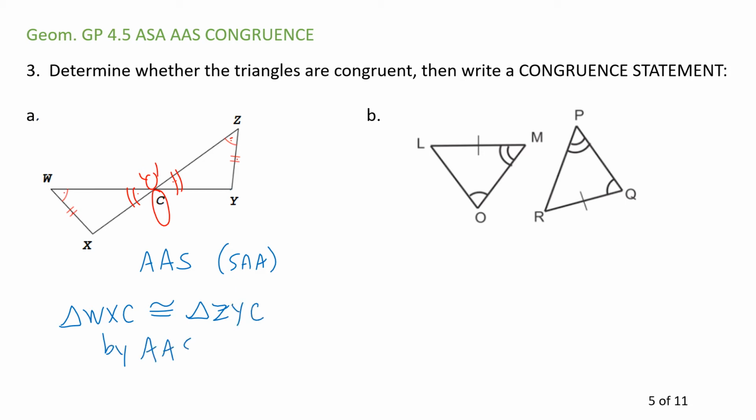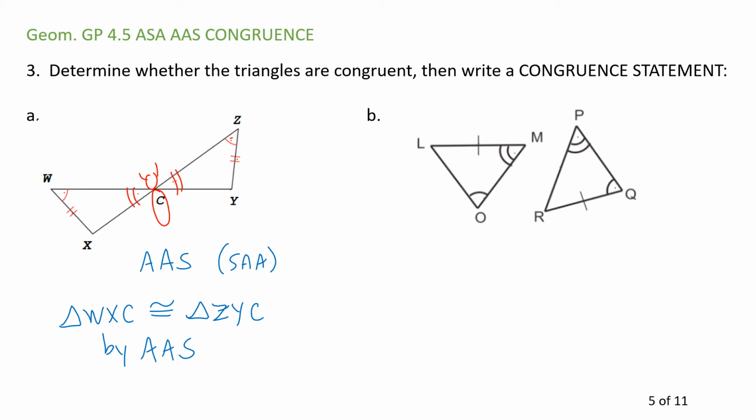Angle, angle, side. Look at B. Careful. It looks like 2 angles and a non-included side. So congruent by angle, angle, side. But it's not. This is 1 hash mark, 2 hash marks, side. 1 hash mark, 2 hash marks, not the other side. This is not in the correct order. I don't know enough information about this.